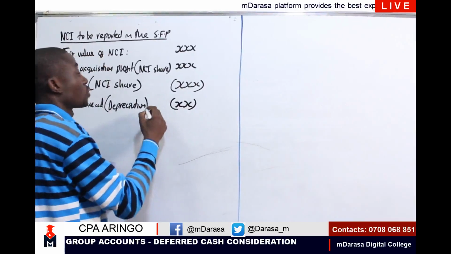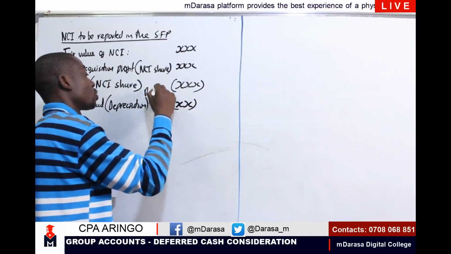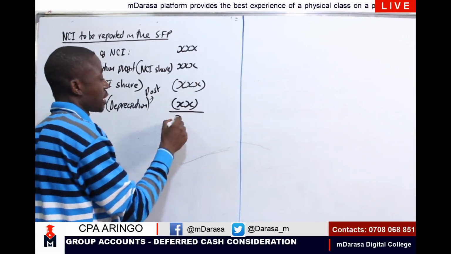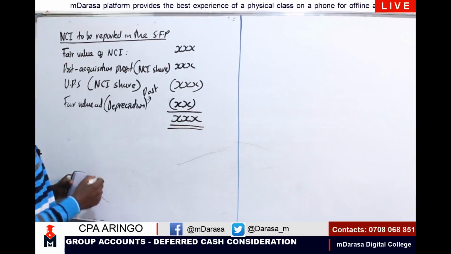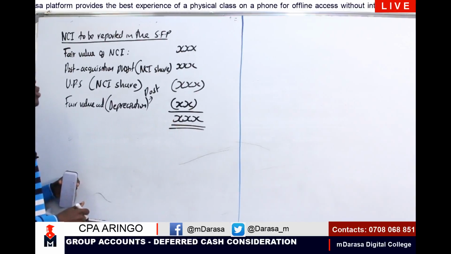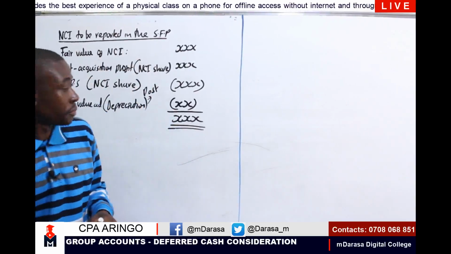In this case, you're looking at what? The aspect of post-acquisition. We deduct the depreciation. So that as at the end of the day, whatever that I'll be having here, this will give us what? The NCI to be reported in our statement of financial position.